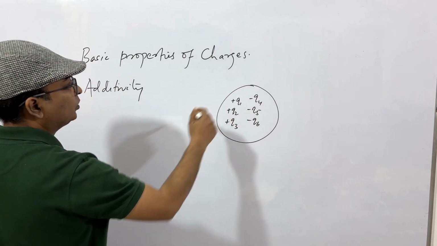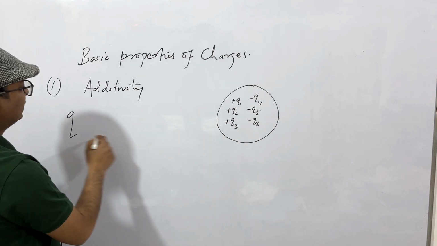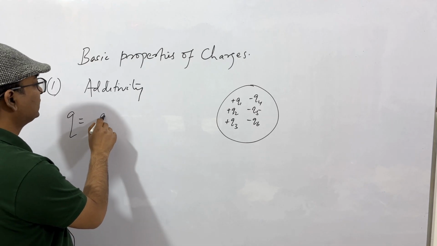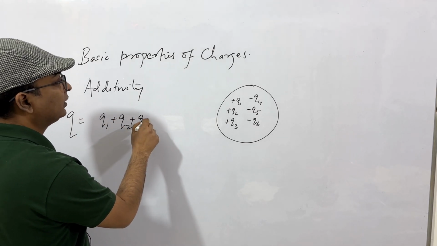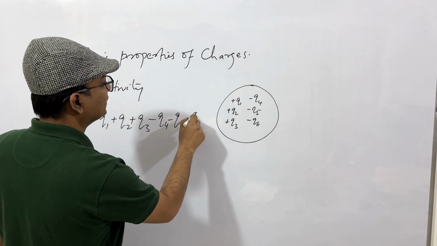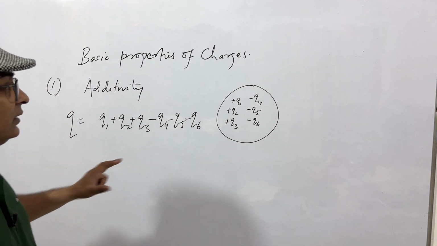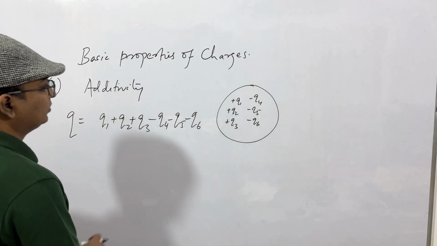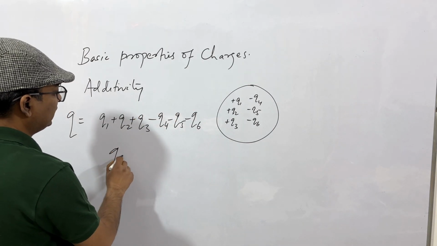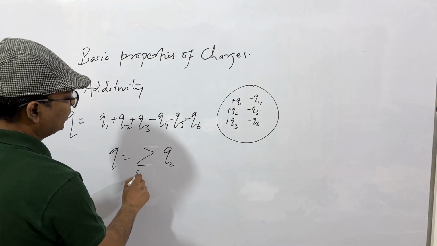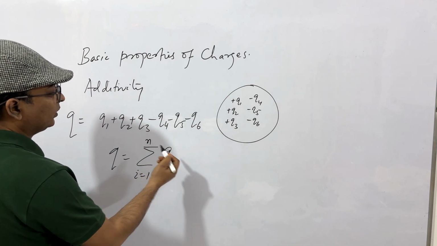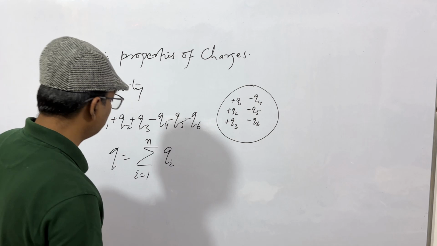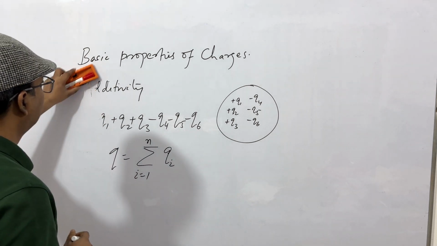Additivity means if you want to know the total charge inside this sphere, you will simply add all the charges with their polarity. Here we have Q1, Q2, Q3 as positive, so Q1 plus Q2 plus Q3, and then minus Q4, minus Q5 and minus Q6. So the net charge in this sphere is the sum of Qi, for i equal to 1 to n, if we have n charges. We simply add all the charges with their polarity. If Q7 is positive, we say plus Q7. If Q11 is negative, we say minus Q11. So this is the first property, which is called additivity.